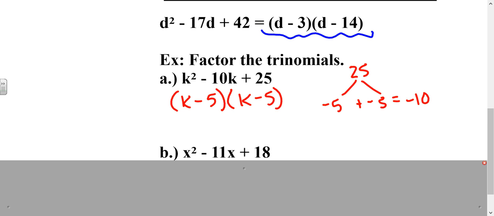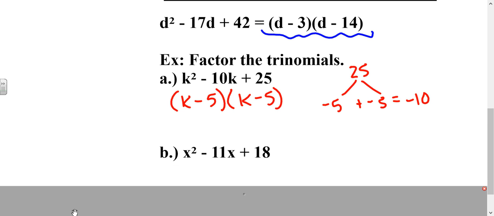All right, let's try some more. So we've got 18. We have to multiply to be 18, but they have to add to be negative 11. So again, the two numbers have to multiply to be a positive, but add to be a negative. So both of my numbers are going to be negative again.